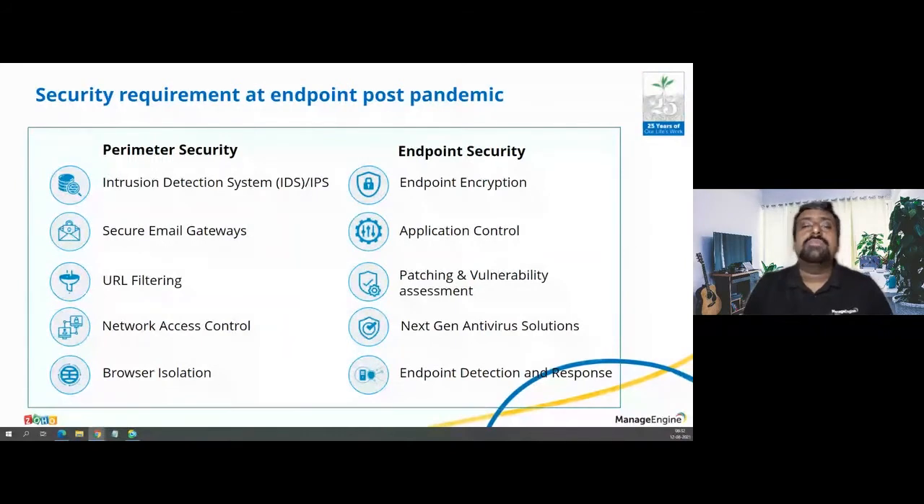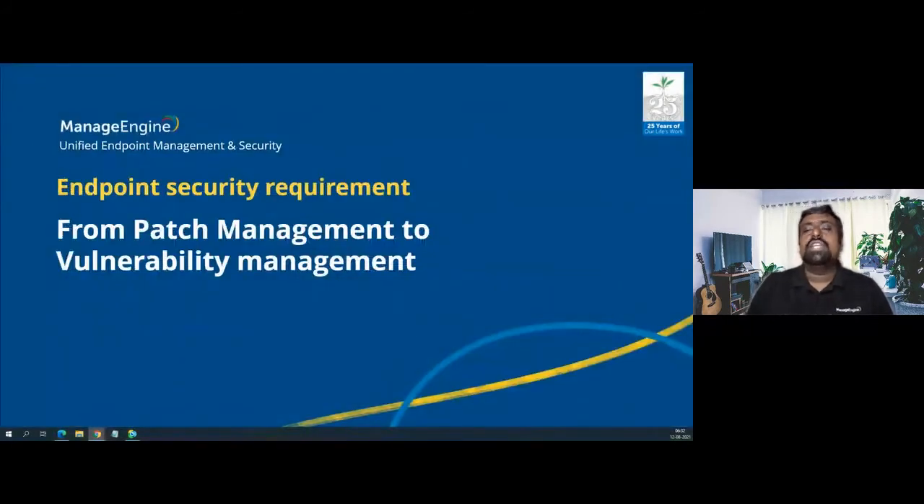From the ManageEngine perspective, how have we adapted to these changing needs for our customers? From a traditional patch management perspective, where we had just patching solutions, we are also providing customers a comprehensive vulnerability management. That's one of the new requirements that comes to us from this modern strategy for endpoint security.